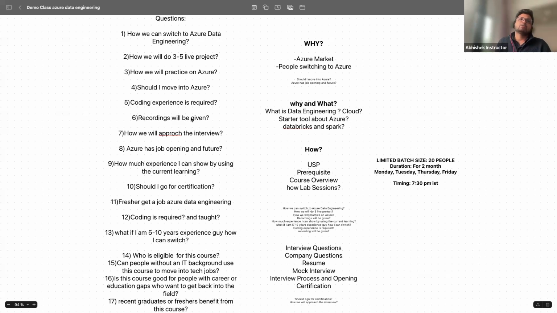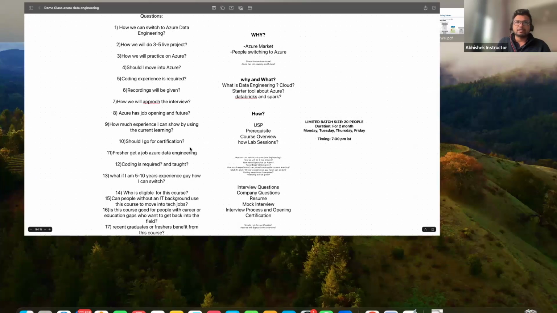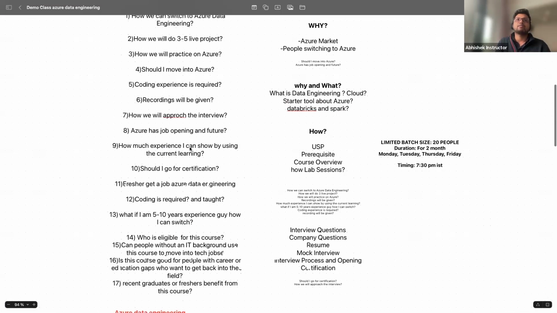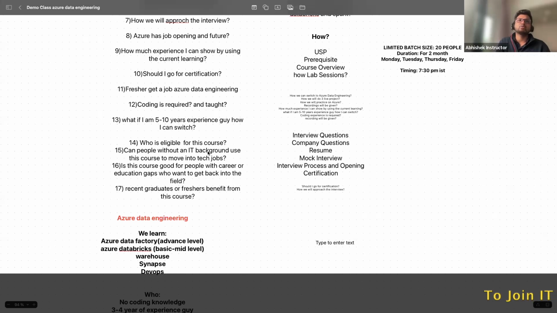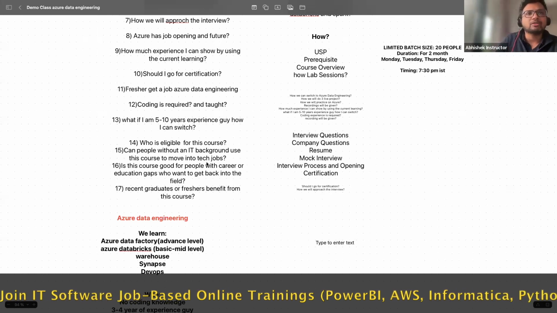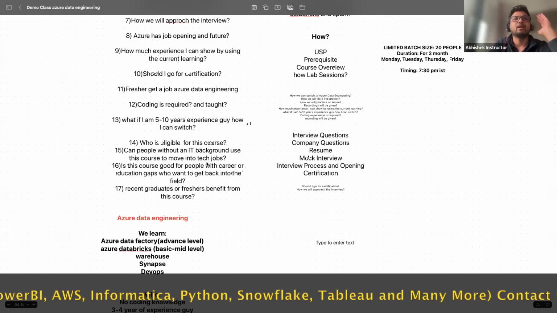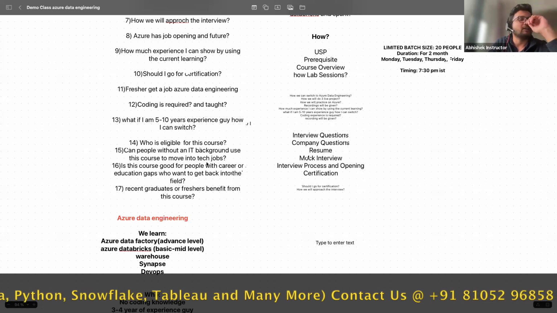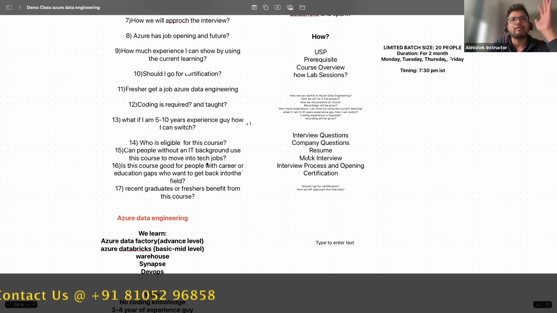I have jotted down all the questions, such as how you can go for the certification, whether a fresher can also do this or not, and what if I am an experienced person, can I still do this course? Who is eligible for this course, right? I have tried to note down all of these questions, and I will make sure that each and every question is answered before you leave. After this 1.5 hour demo class, each and every question will be answered. I will make sure of that, right?